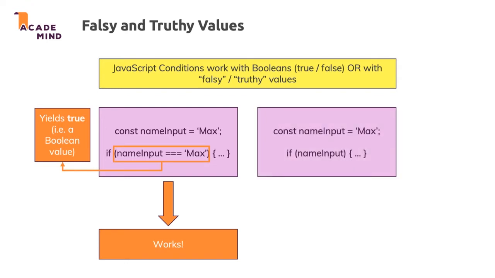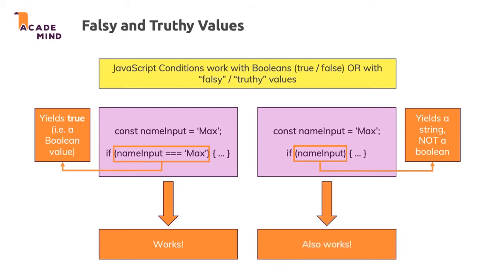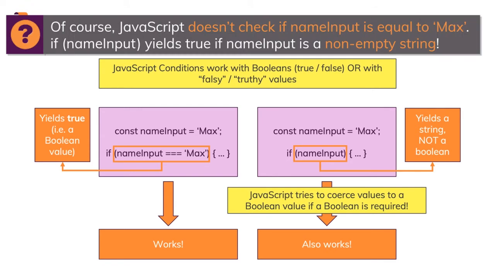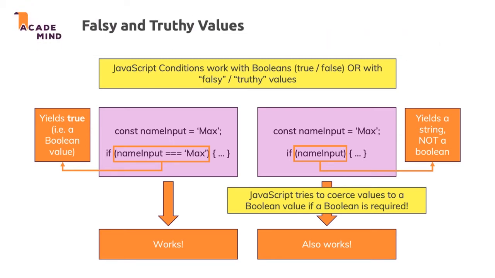Now consider this code snippet here. We again have name input which holds max, in this case hard-coded, but could be fetched from the input field on a web page. But now in the if condition, I don't compare name input to any concrete value, I just have if name input here. And this name input constant here, of course, holds a string, not a Boolean, right? We initialize it one line above it, so this holds a string, not a Boolean. And still this works. And this works because JavaScript tries to coerce values to a Boolean value if a Boolean is required, as it is the case in an if statement. So yes, if statements work with Booleans, but JavaScript tries to convert a value to a Boolean if it doesn't get a Boolean comparison and also not a Boolean itself.